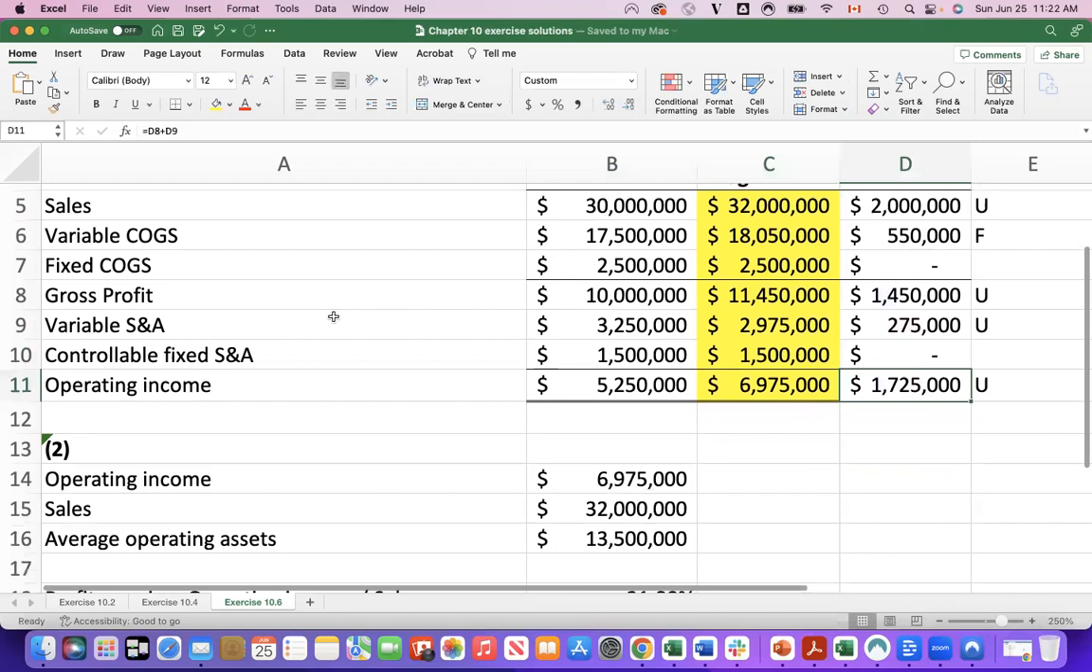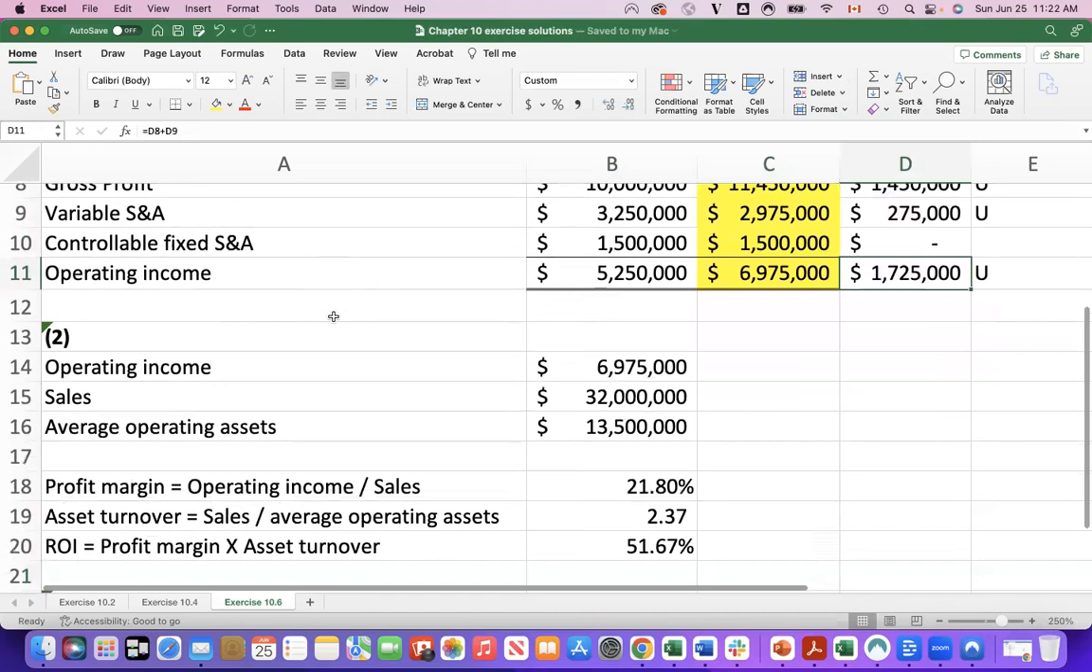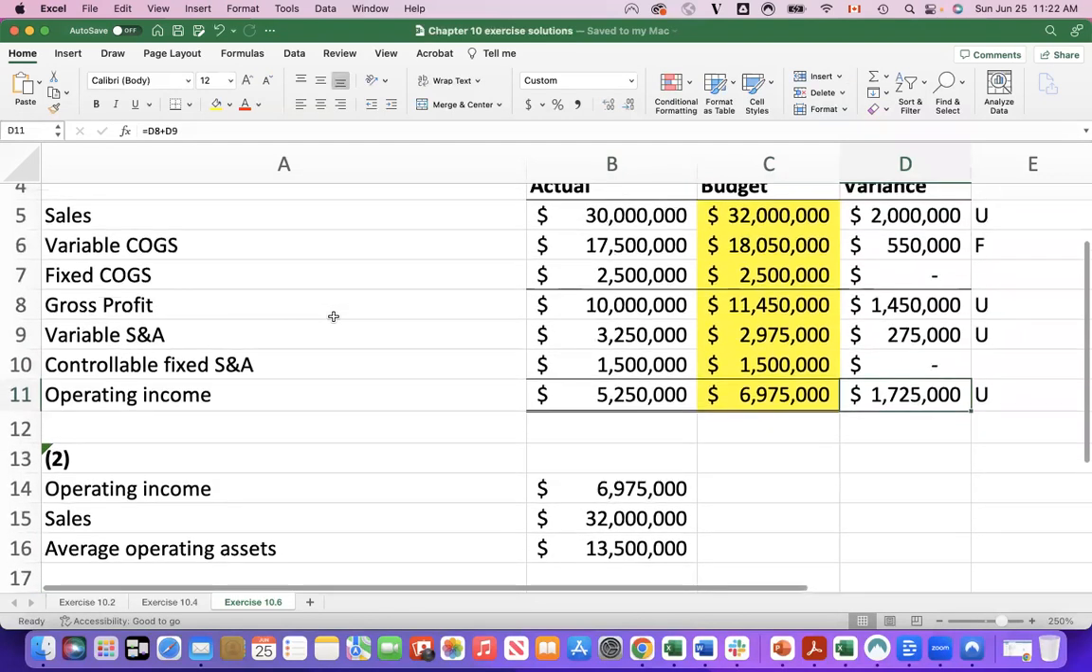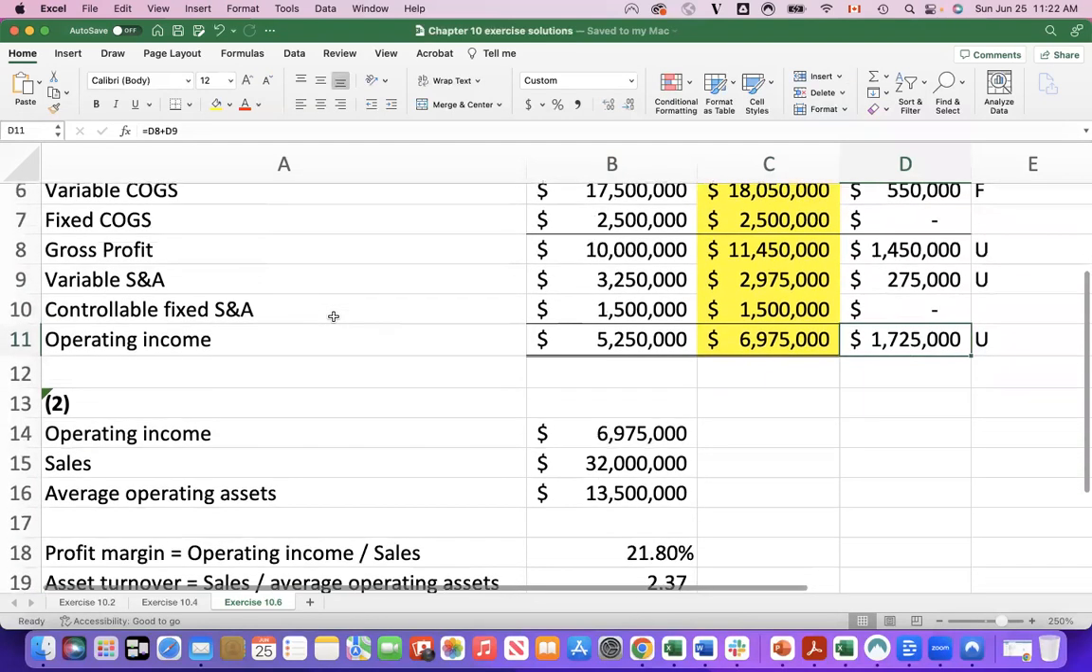Part 2 asks us to calculate ROI for the period. And remember, we can go about it in a few different ways. First, the items that we need to have at our disposal here, we have operating income of 6,975,000.